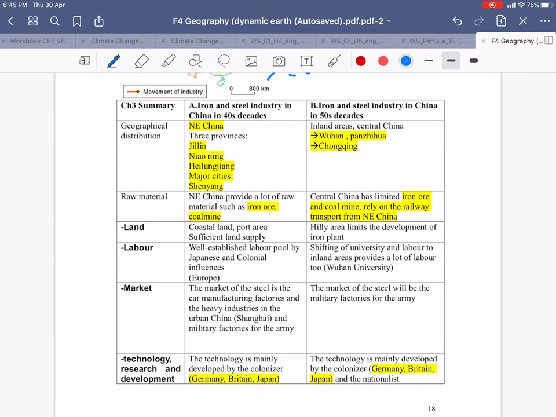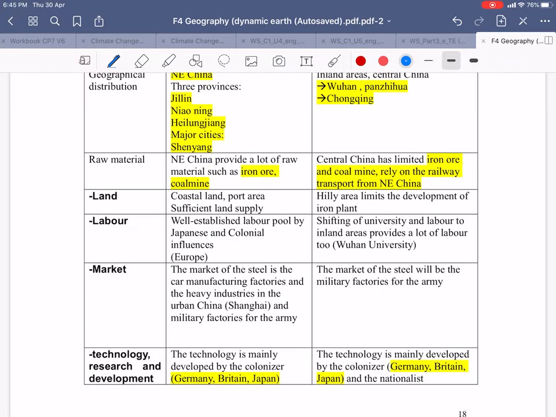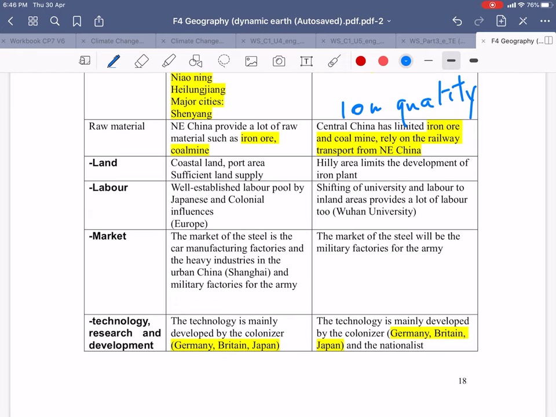So let's have a comparison. 40 decades, Liaoning, those kind of things. And then 50 decades in Wuhan and Panjifa. But you just memorize Wuhan is okay. Panjifa is also along the Changjiang Basin, in Sichuan also. Okay, raw materials, both of them have some raw material. But the quality of central China's iron ore and also coal mine is poorer, okay? How about the land?